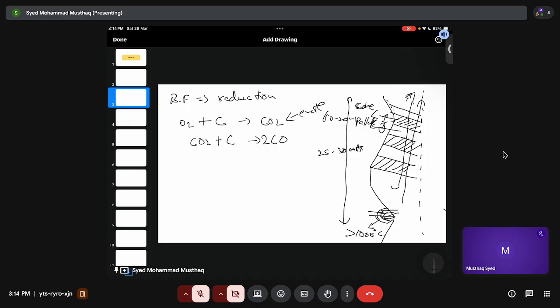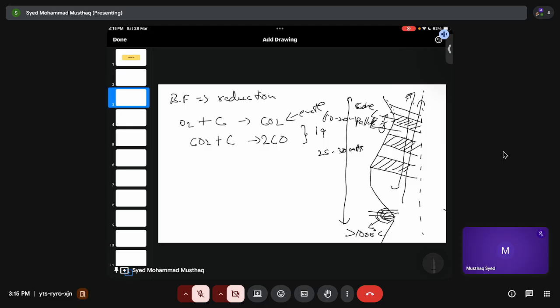Yeah, and there are different regions. So there is the stock, there is a belly, there is a hearth, there are different regions, right? And the temperature here can go up to what you can call the adiabatic flame temperature. Again, the flame temperature is nothing but the maximum temperature with which your product gases are coming out of the raceway.